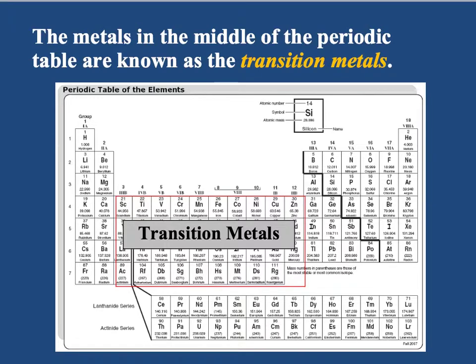Now when you look at the periodic table, you would realize that you have two tall sections on the left, and then six tall sections over on the right, and then everything in the middle is kind of shrunken down. Those metals in the middle are called transition metals. So the metals in the middle of the periodic table are called transition metals.